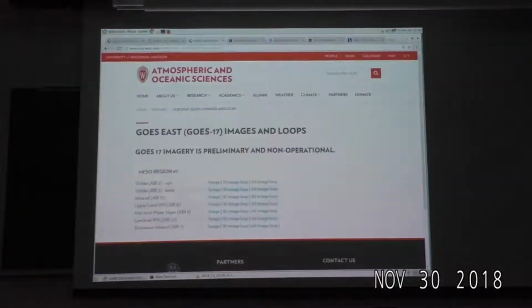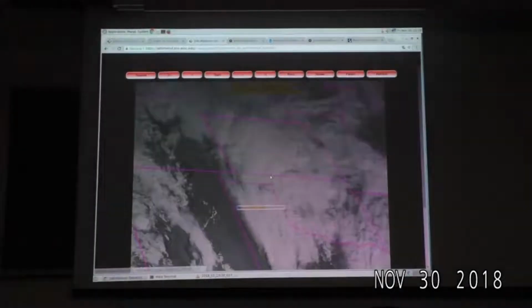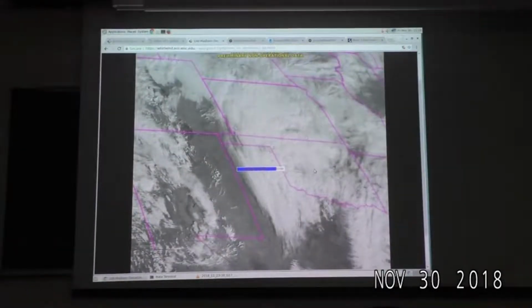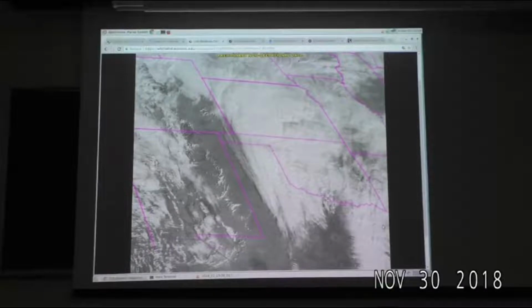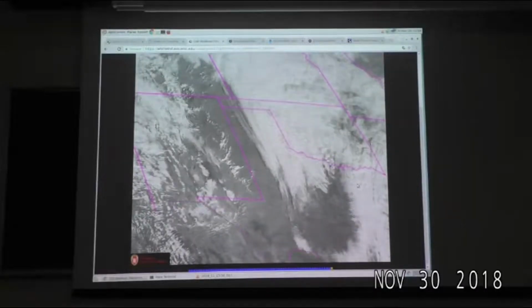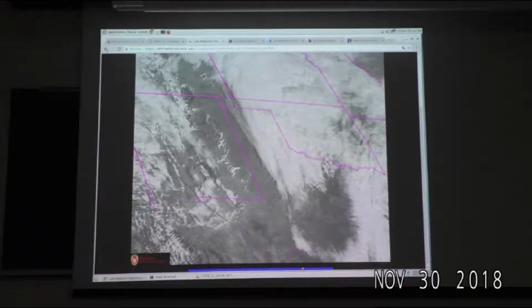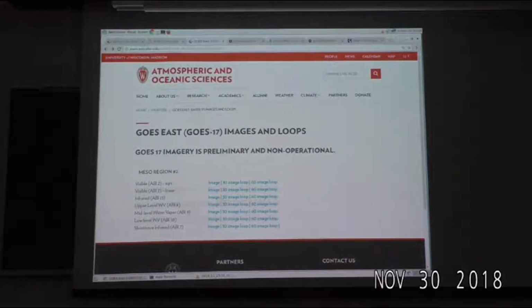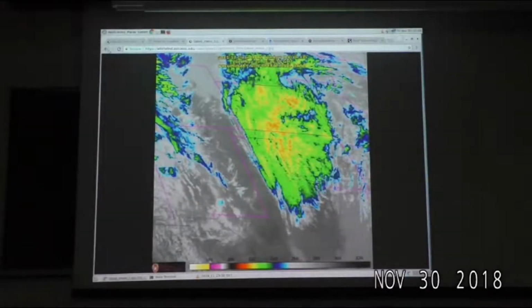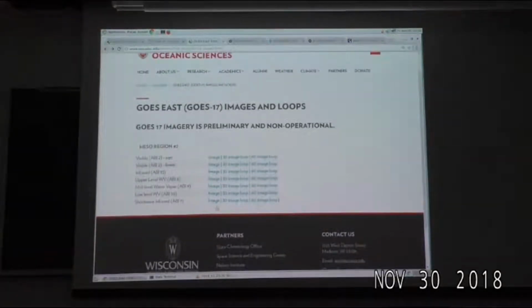For example, here's the mesoscale sector today over the Oklahoma, Kansas area. They're expecting severe weather in that area, so that's why it's down there. This imagery comes in every 1 minute. There's visible, infrared, and 3 different water vapor channels.